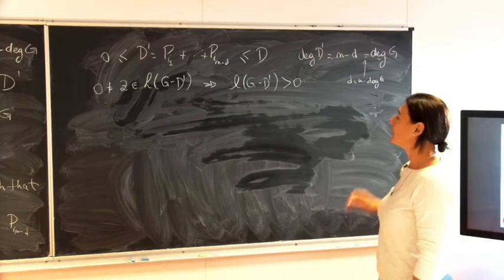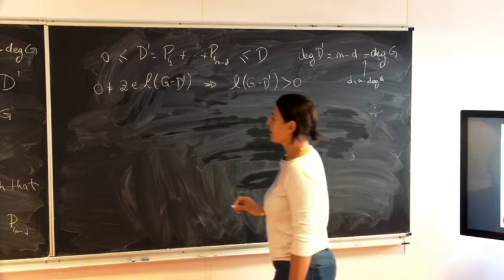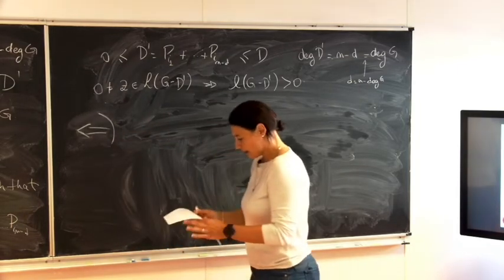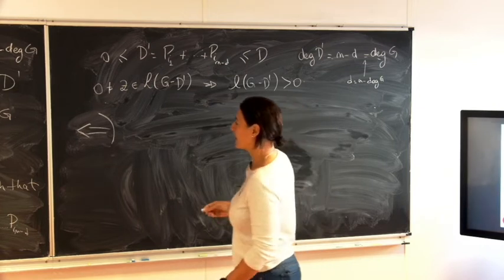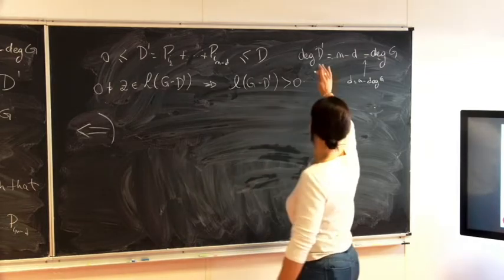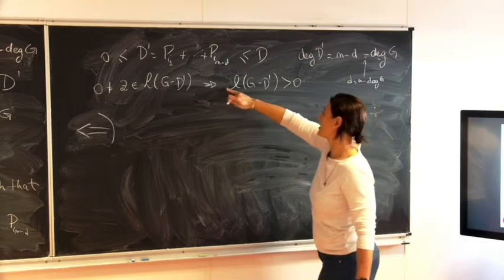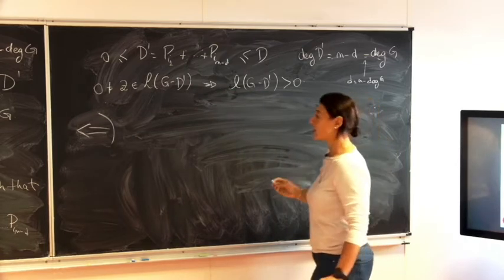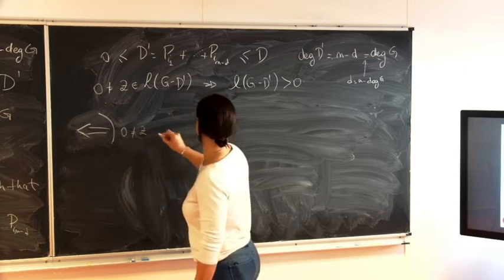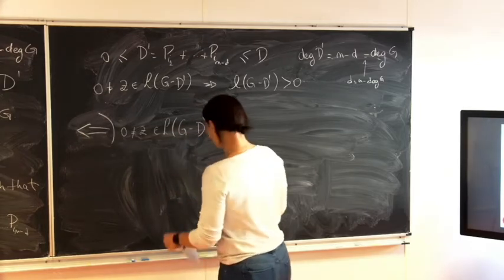And so I have this effective divisor with this hypothesis. Now, if I go in the other direction, now I'm assuming that I have a divisor D prime such that the degree of the divisor is the degree of G, and that this space has a non-zero element. So we're going to pick c, a non-zero element inside L of G minus D prime.